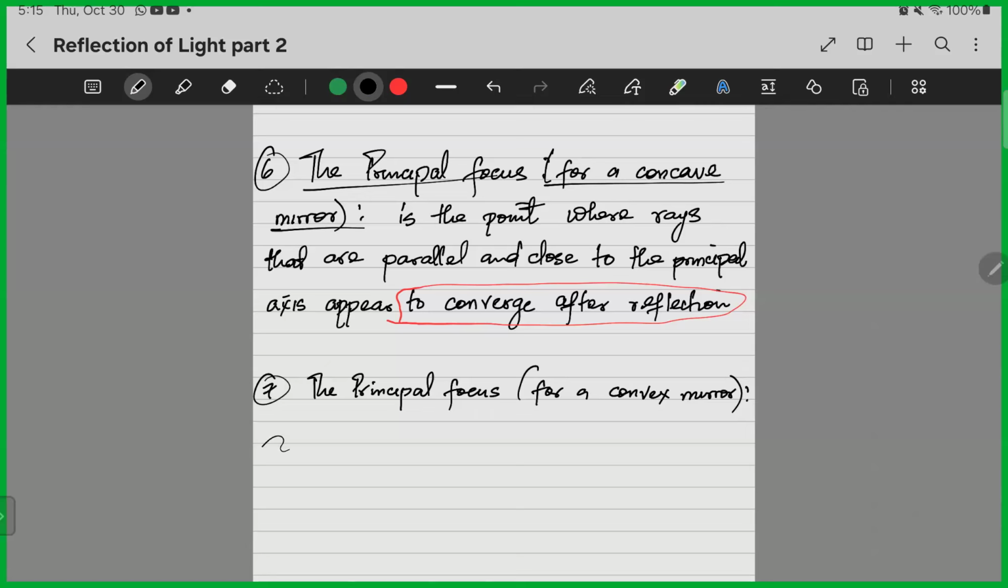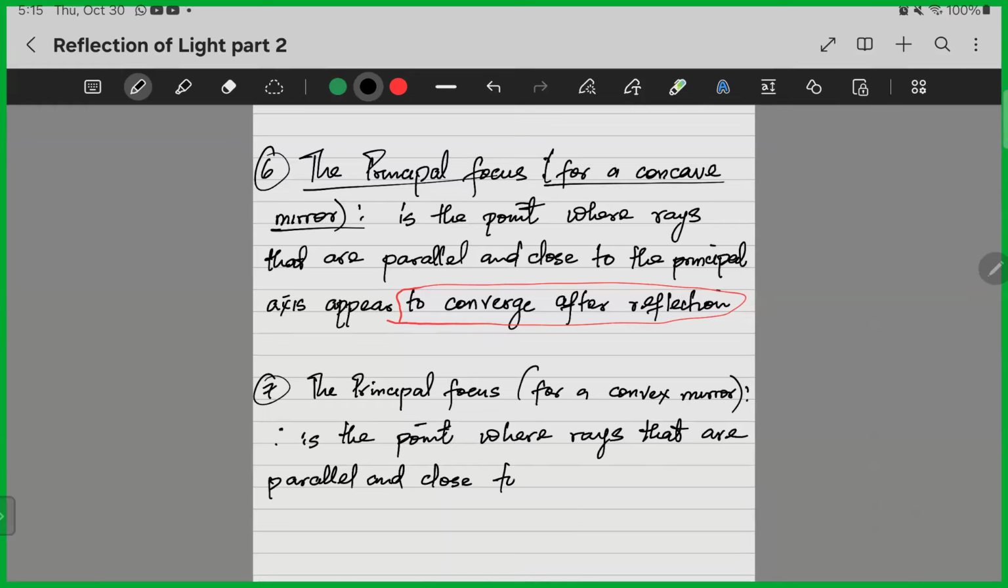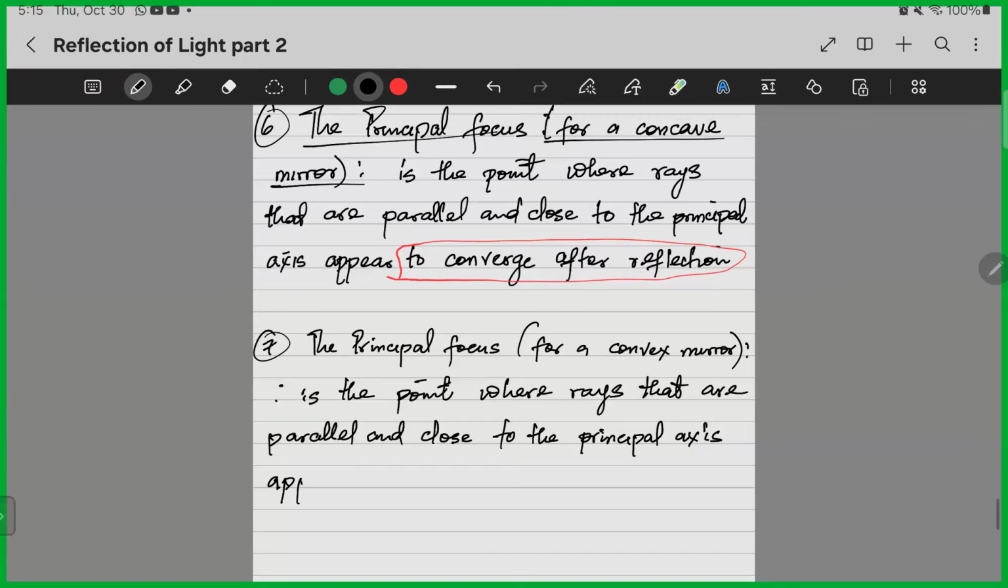So just in a similar way that we defined the principal focus of the concave mirror, we are also going to define for this one and say it is the point where rays that are parallel and close to the principal axis appear to, what? To diverge. Are you getting it? To diverge after what? Reflection. Do you see the idea? Yes.